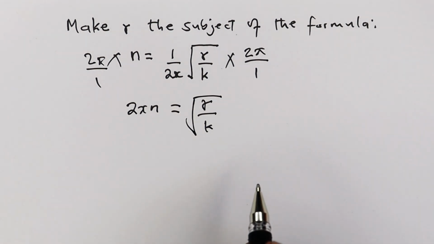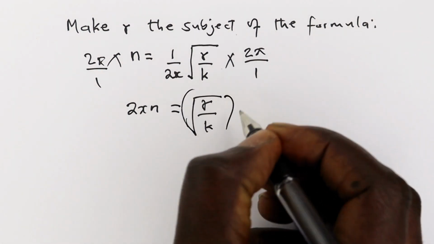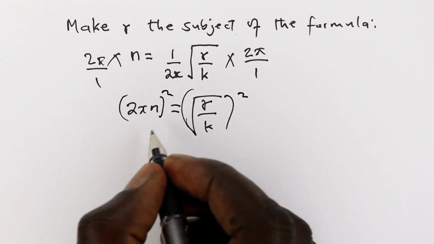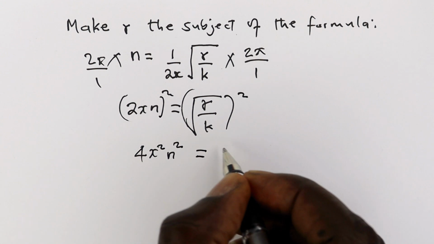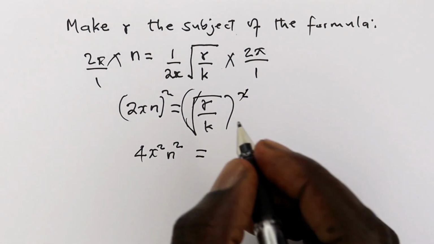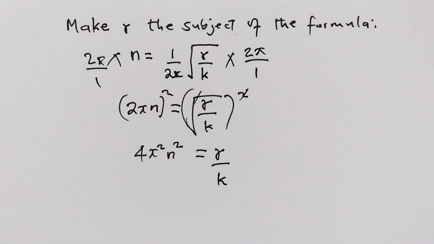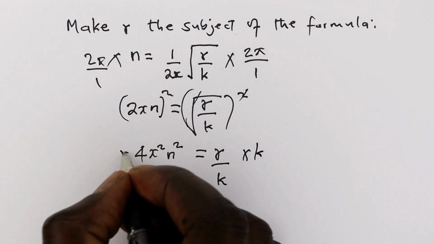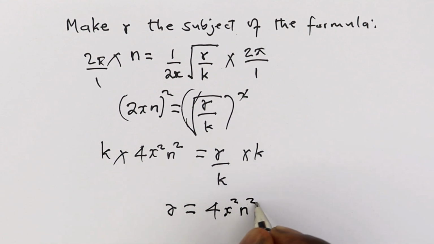So the next thing here is just to square both sides so that we get rid of that radical, that root sign. So when we square both sides, we're going to have 4x squared n squared is equal to the square and the root sign will cancel, so that we're left with R over k. So the next thing for us to be left with R alone, we multiply both sides by the denominator, that is k. So times k, times k. So R will be equal to 4x squared n squared k.